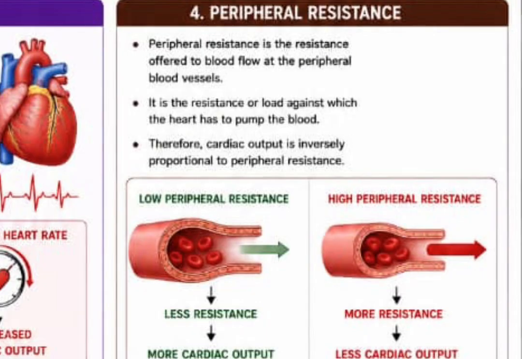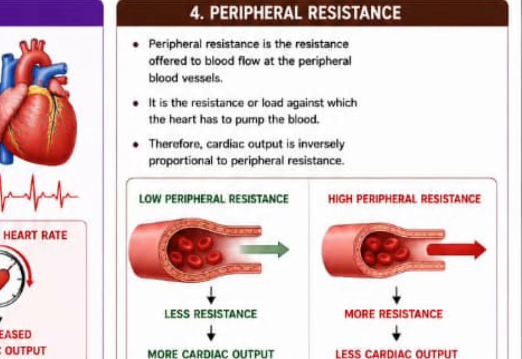And when there is a decrease in the diameter of a peripheral vessel, what happens? There will be a decrease in cardiac output. So peripheral resistance is inversely proportional to cardiac output, but directly proportional to the blood pressure. When peripheral resistance increases, the pressure needed to push blood through that vessel will be high.